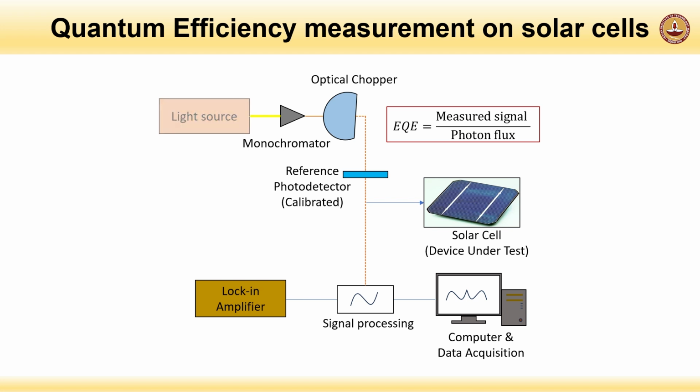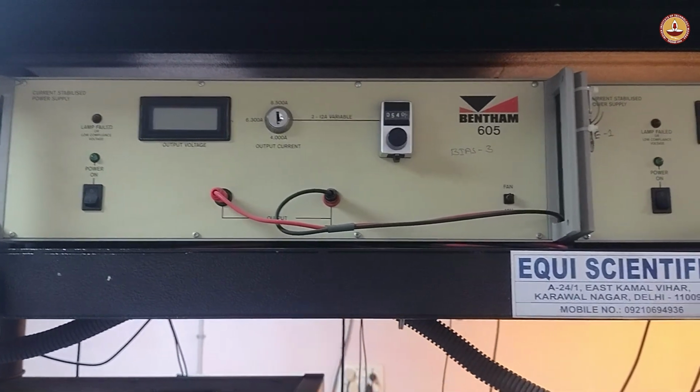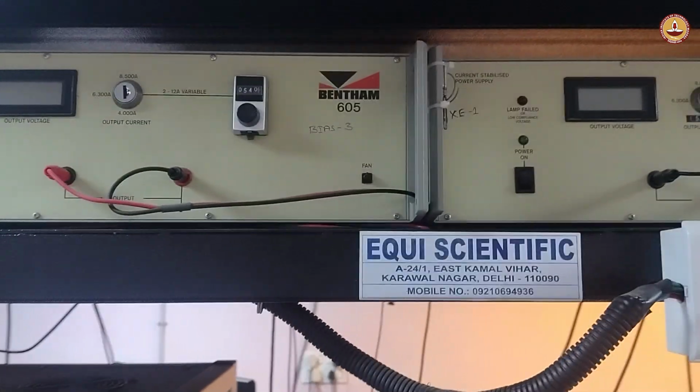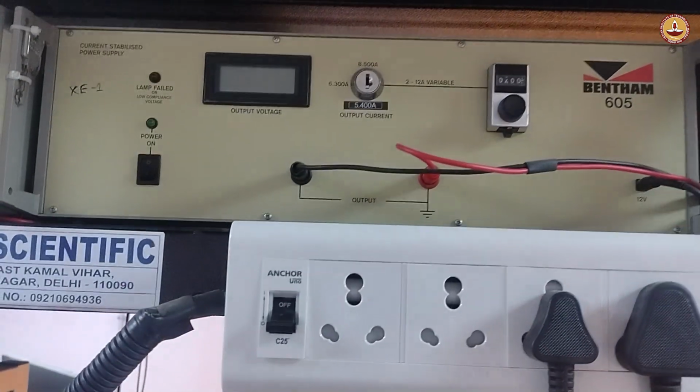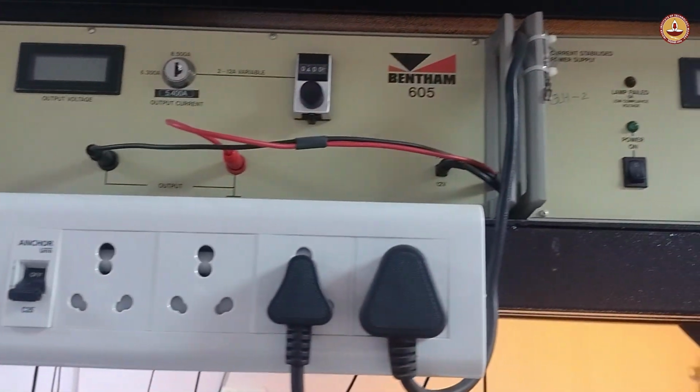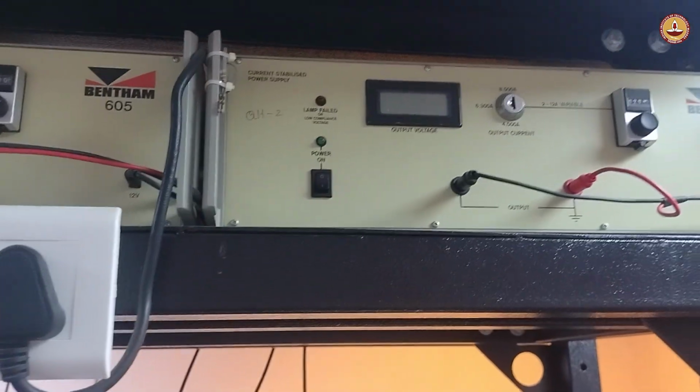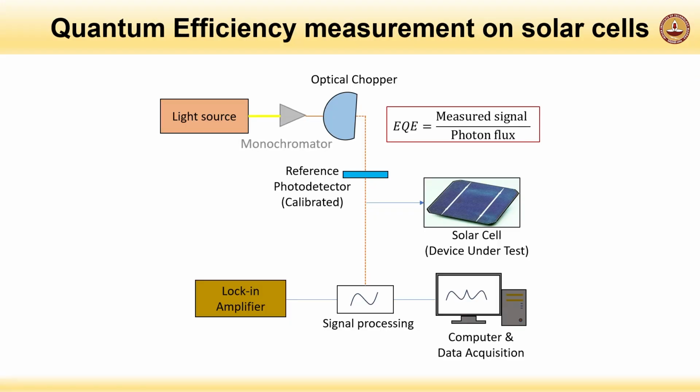An optional bias light is used to simulate sunlight, helping to maintain the solar cell in a state that closely resembles actual operating conditions. This is particularly important for the devices that exhibit nonlinear recombination dynamics or trap filling effects. Bentham 605 current stabilized power supply units are used to power the lamps, ensuring consistent and stable light output during the measurements.